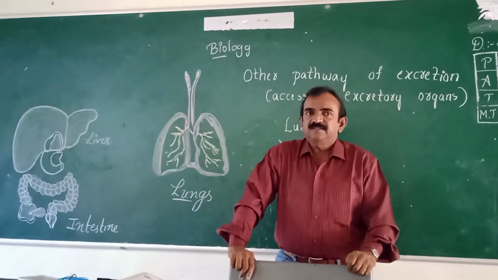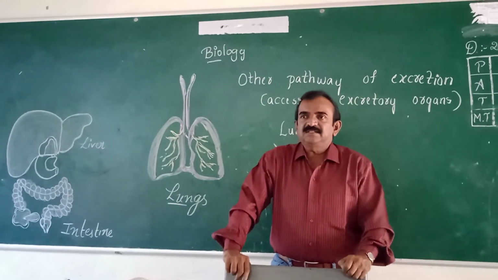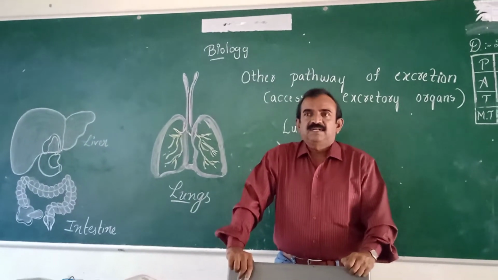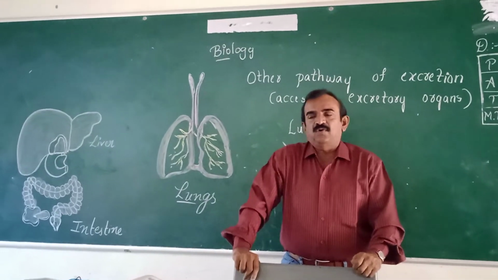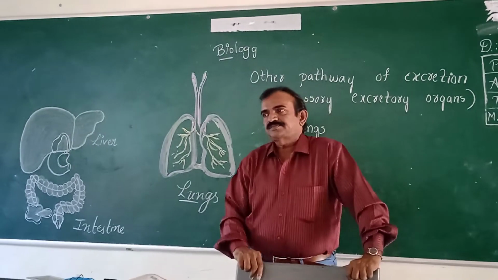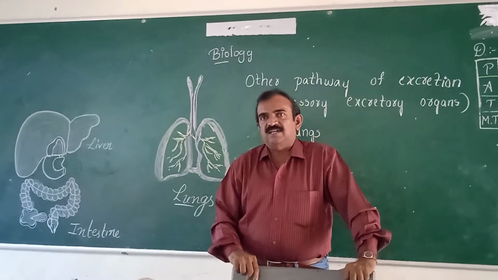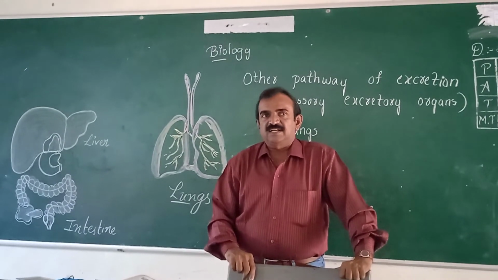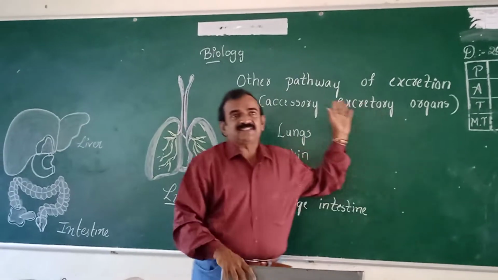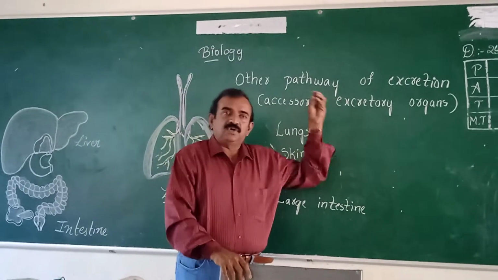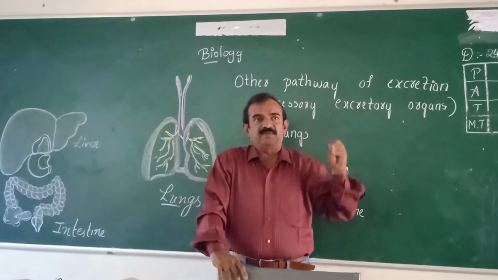Bean shape. Color? Length? 10 centimeters. And width? 6.5 centimeters. And thickness? 4 centimeters. Yesterday we discussed. So kidneys are excretory organs, and now I am telling you other pathways of excretion. Kidneys are removing waste material from the blood.